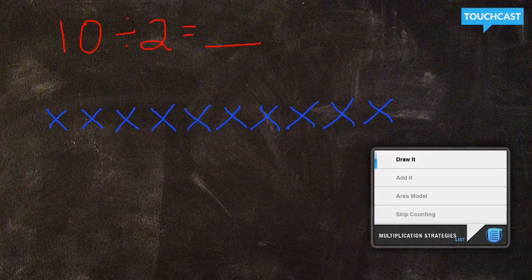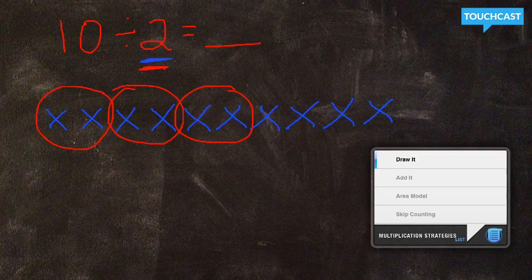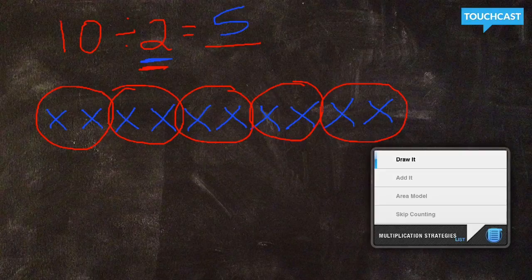And you're going to have 2 X's in each group. And we're going to try to figure out how many groups of 2 can we make. So let me grab a different color here. And we're going to circle groups of 2. That's 1 group of 2, 2 groups of 2, 3 groups of 2, 4 groups of 2, 5 groups of 2. So that means that 10 divided by 2 is 5.